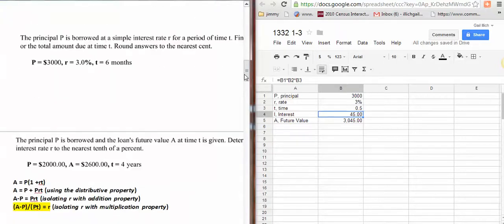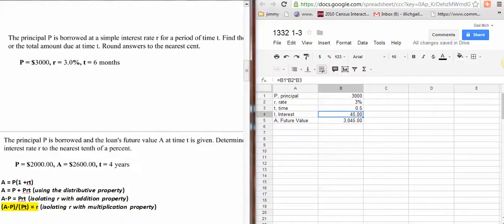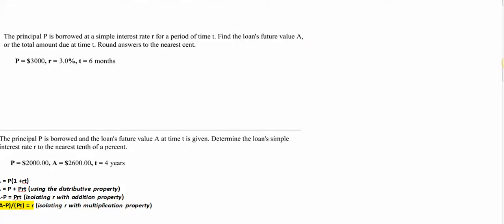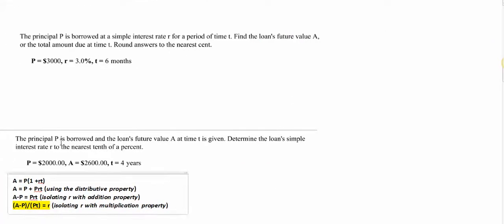Okay. Now, this next question is a little bit different. Let me make it bigger so you can see it. It says the principal P is borrowed and a loan's future value A at time T is given. Determine the loan's simple interest rate R to the nearest 1/10%. Okay, so now they give us P, A, and T, and we have to figure out what R is.